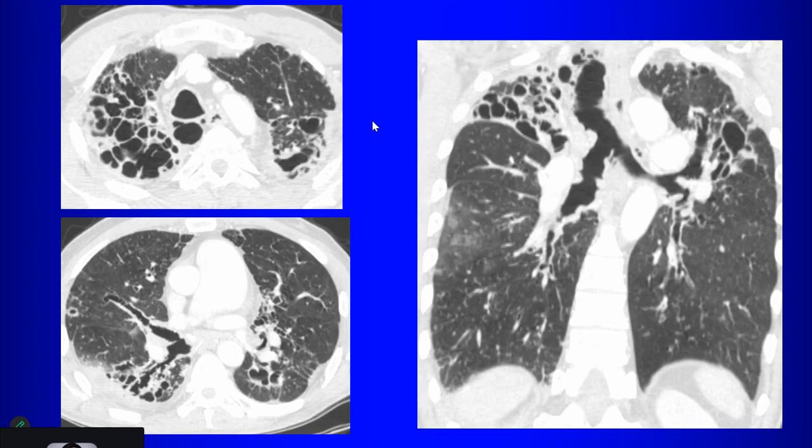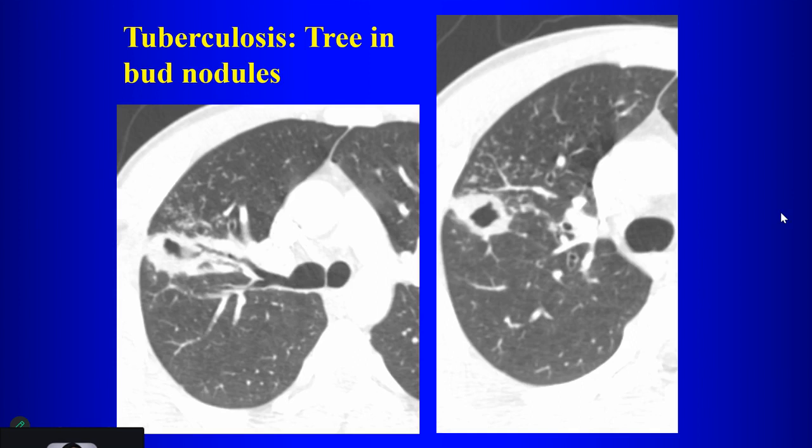And you'll see other findings too, like the central lobular opacities from the bronchiolitis associated with TB. So these tree and bud opacities, you have cavitary lesions like this with tree and bud, so we think of infections. TB, atypical mycobacteria is a very common cause of this appearance.